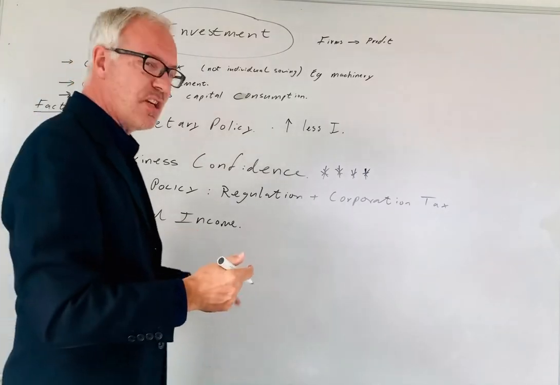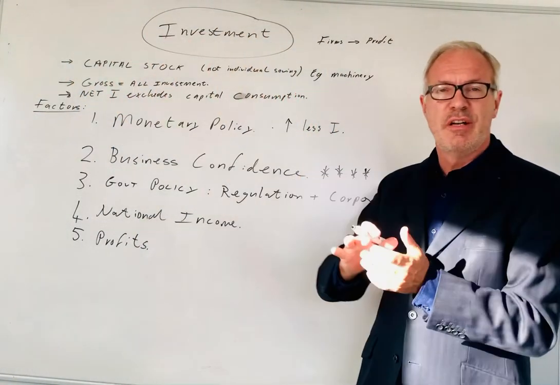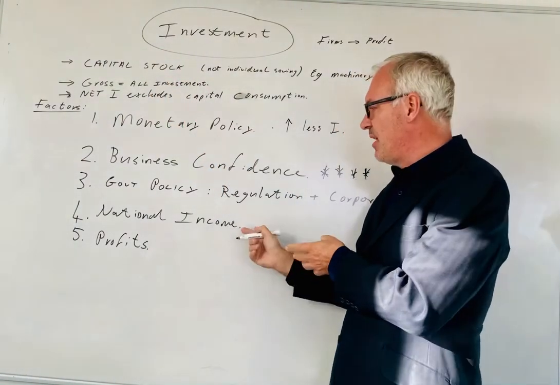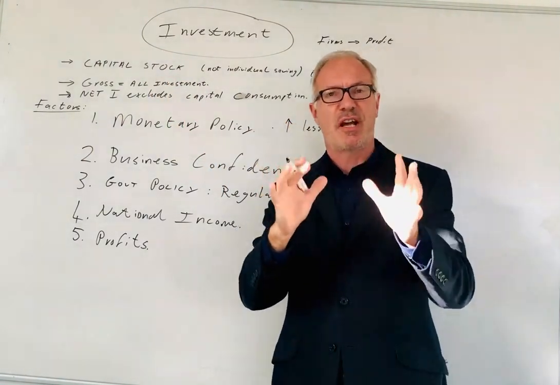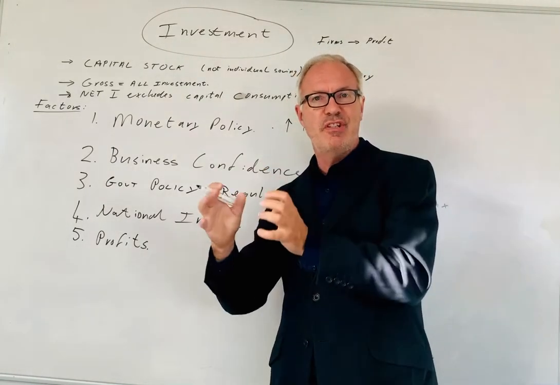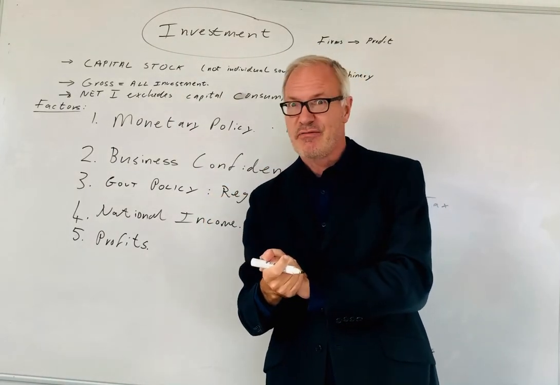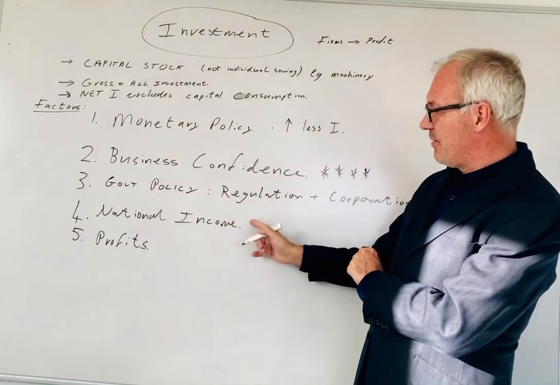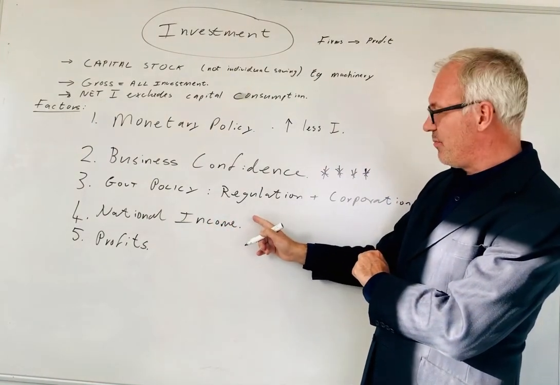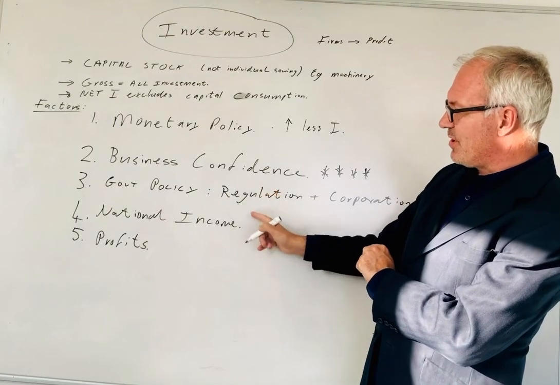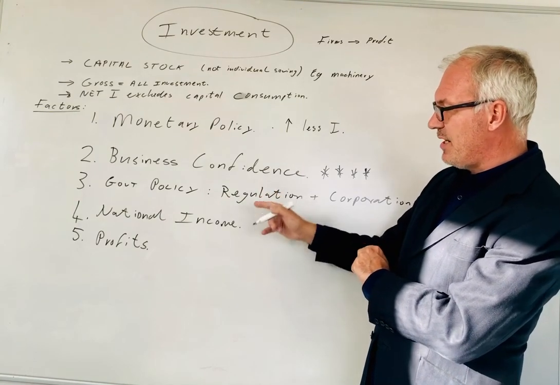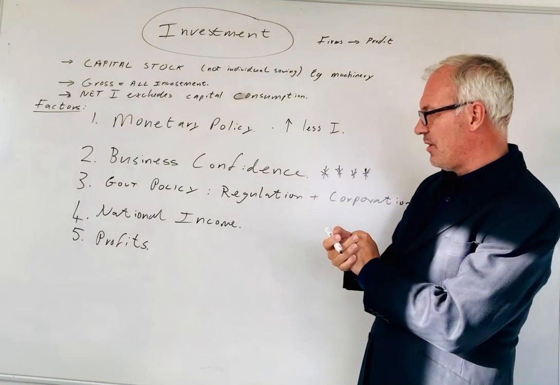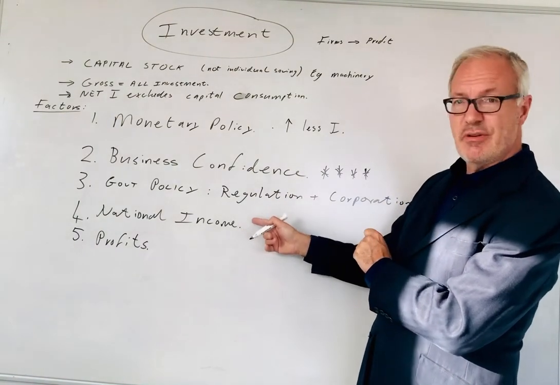Right, a fourth area is national income. If national output is increasing, that'll tend to push investment up. And to understand that further, look at the video on the accelerator, which I've produced. So that's national income. Again, in a recession, investment is likely to fall. So look at the video on the accelerator for that.